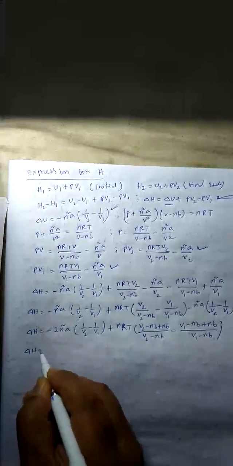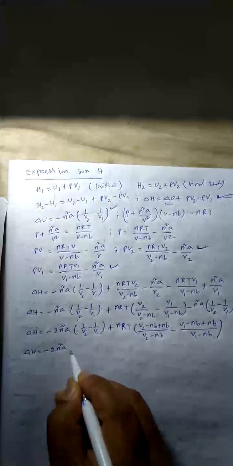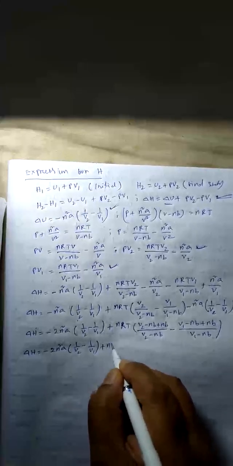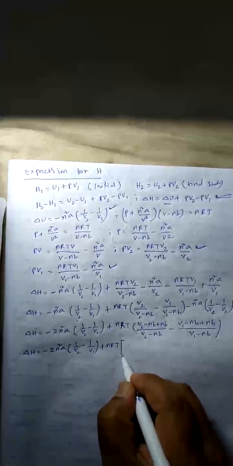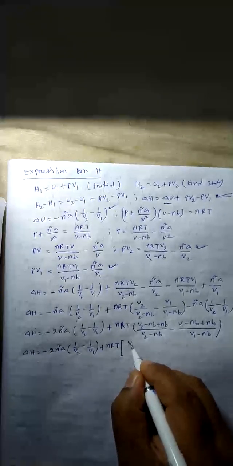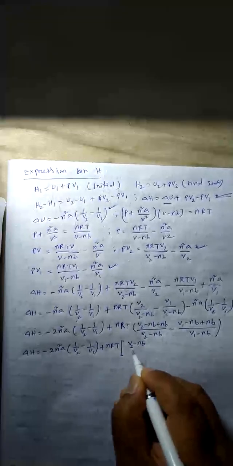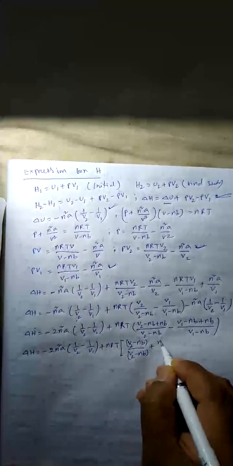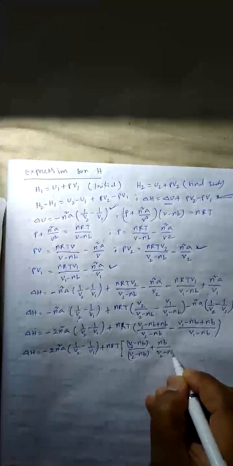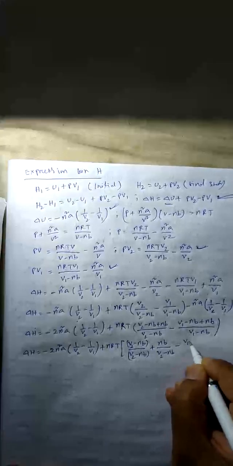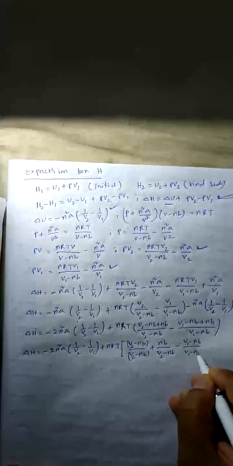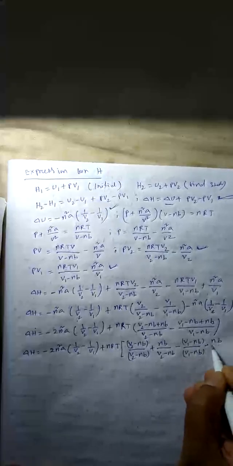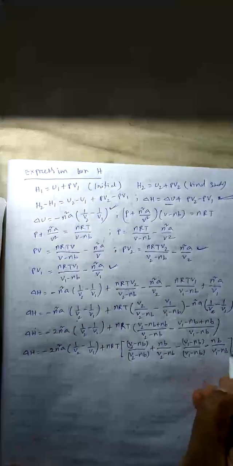We get delta H is equal to minus 2n square a (1 by V2 minus 1 by V1). nRT you take common, then I make a square bracket like this, then we separate this one: (V2 minus nb) divided by (V2 minus nb), plus nb divided by (V2 minus nb), then minus (V1 minus nb) divided by (V1 minus nb). Then here is minus, will plus nb divided by (V1 minus nb), bracket n.